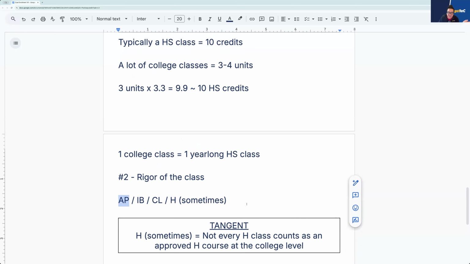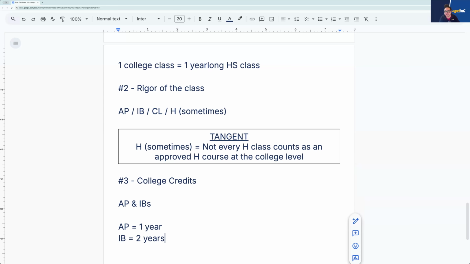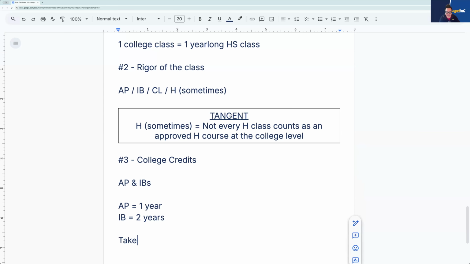So same rigor, but this one is half the time, half the work, right? And the rigor of the class, let me also add in college credit, because that's kind of the reason why we do a lot of the AP courses. Let's make it its own subcategory, it's a little different as well. Number three is the college credit, because technically honors isn't that. So APs and IBs: you take an AP class for 1 year, you take an IB class for 2 years, and at the end you take the AP exam or the IB exam.